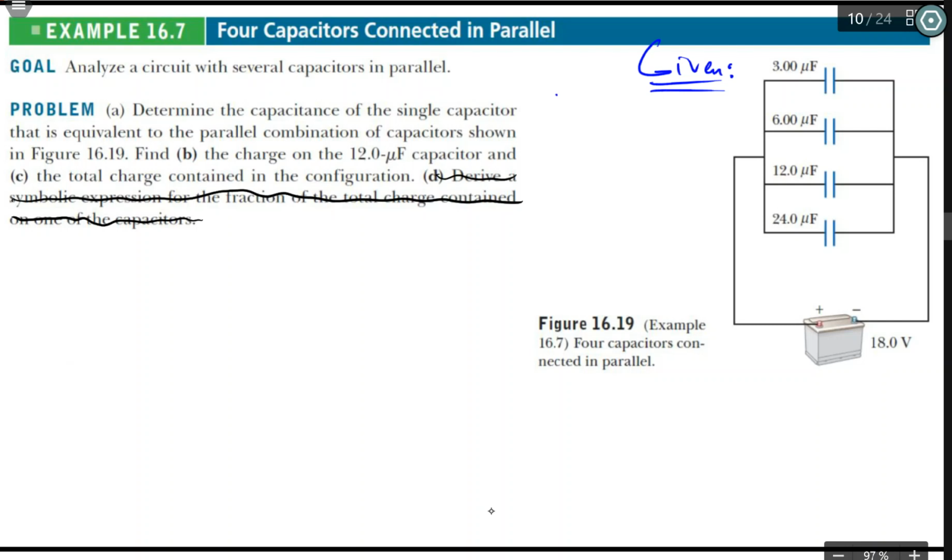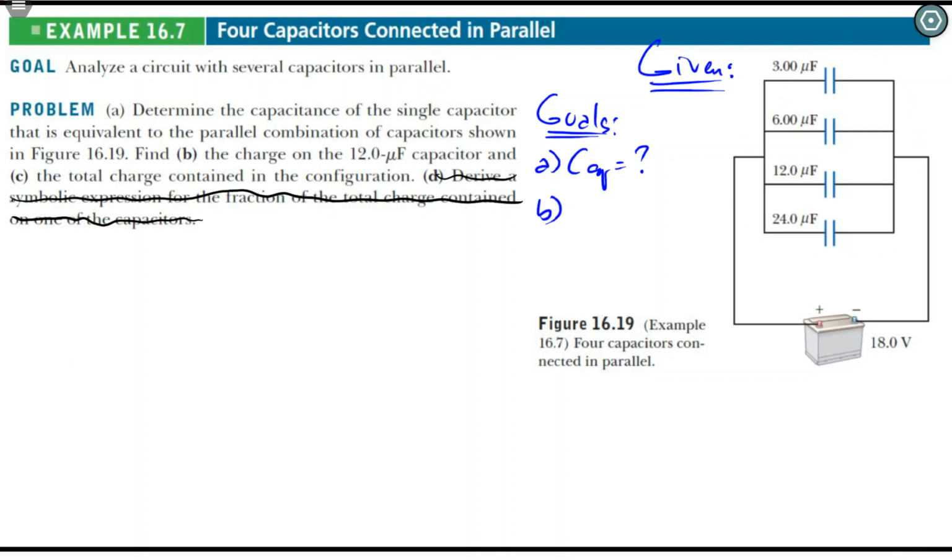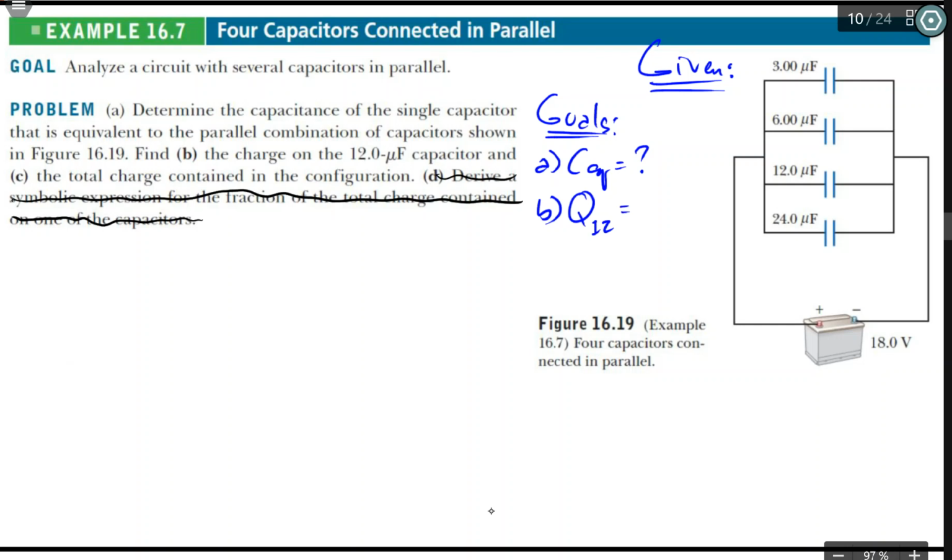So what are we looking for? Goals. We're looking for the equivalent capacitance, naturally, trying to find the total, pretty much how this works as one big capacitor or one single capacitor. And then find the charge on the 12, let's call it the 12 microfarad capacitor. And then find the total charge. Okay, and we'll stop right there.